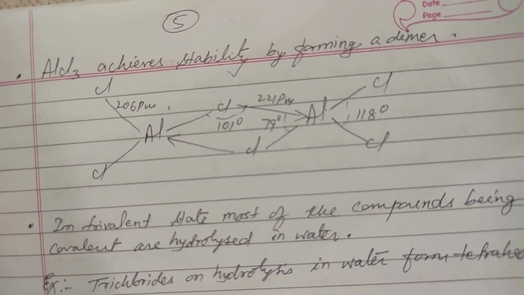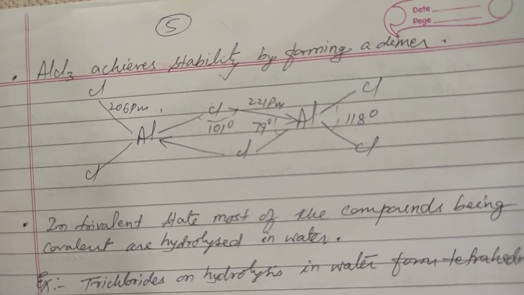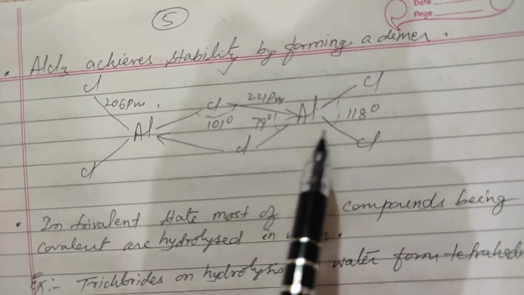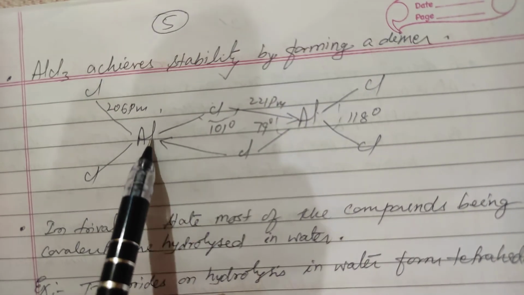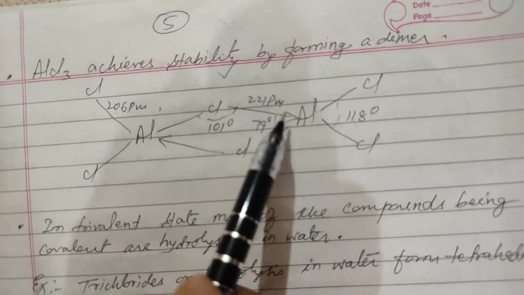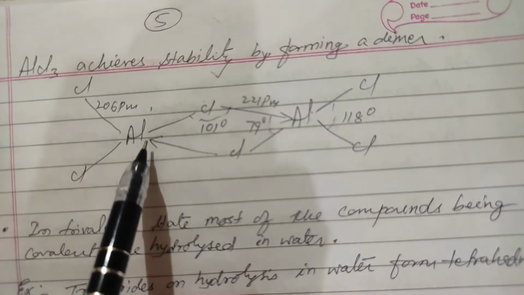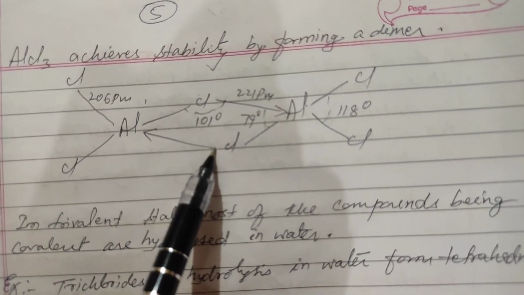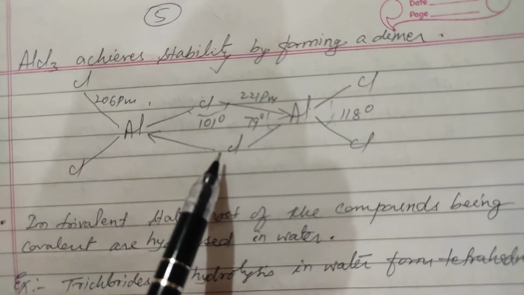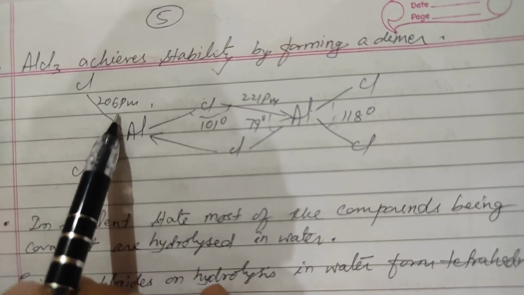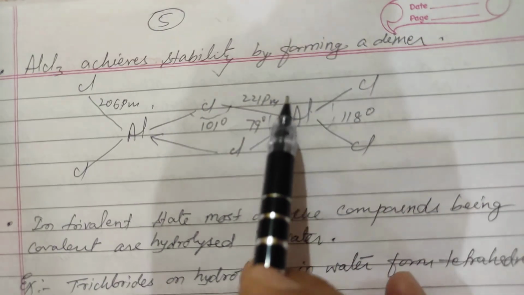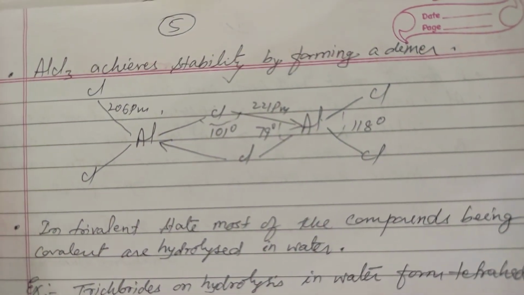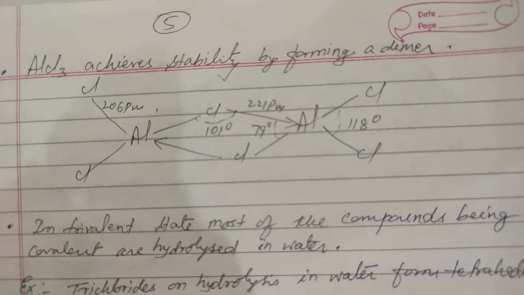Now AlCl3 achieves stability by forming a dimer. Two AlCl3 units form a dimer. This Cl forms a coordinate bond with aluminum, and this Cl forms a coordinate bond with aluminum. Previously aluminum has 6 valence electrons, and if it accepts one pair of electrons from Cl, aluminum becomes 8 valence electrons. This aluminum also becomes 8 valence electrons. So AlCl3 exists in dimeric form.